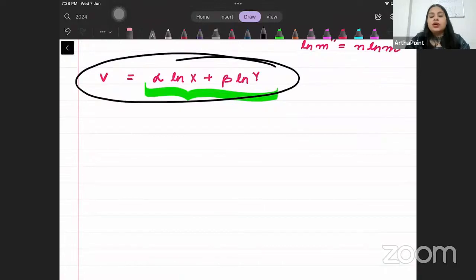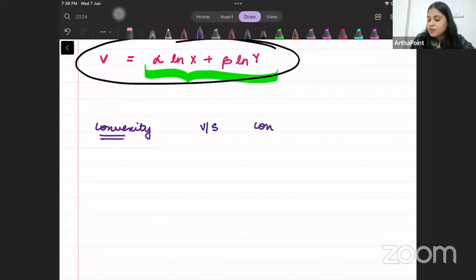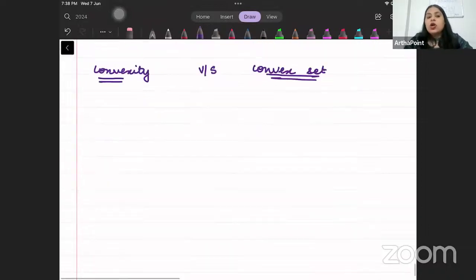Now, today I want to talk about convexity to begin with. Before we do convexity, I just want to highlight that this is very different from a convex set. In the exam, both of these can be asked. One is called convexity, the other is a convex set. The two things are very, very different.